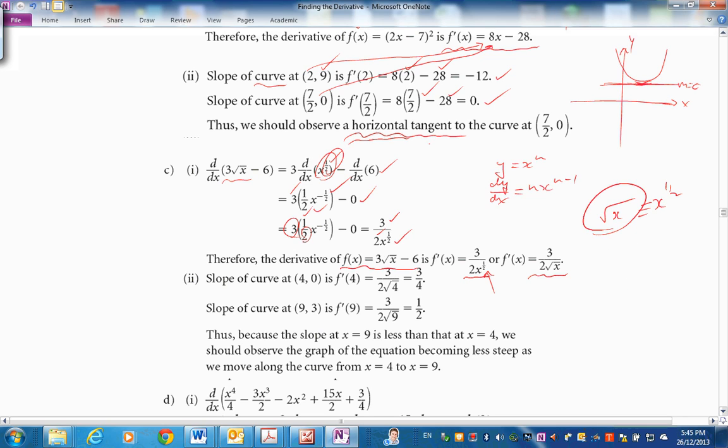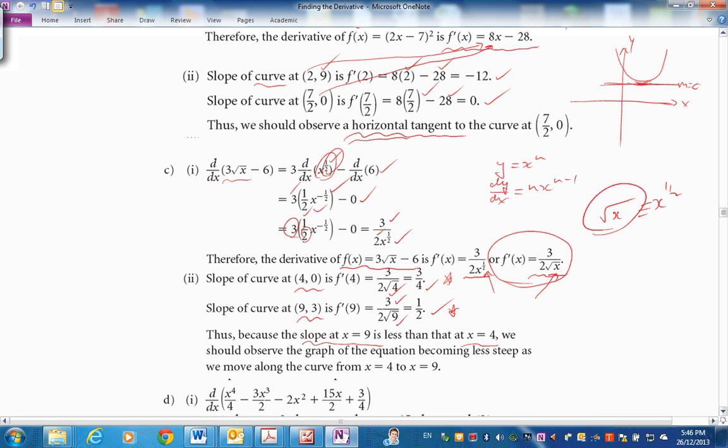Okay, so let's work out the slope of the curve at the first point, (4, 0). So we'll put 4 in here. 3 over 2 root 4. 3 over 2 by 2, 3 over 4. Put in 9 in there. 3 over 2 root 9, a half. So are you getting the idea here that we can put x values into our derivative, or our derived function, to get the slope of the tangent?